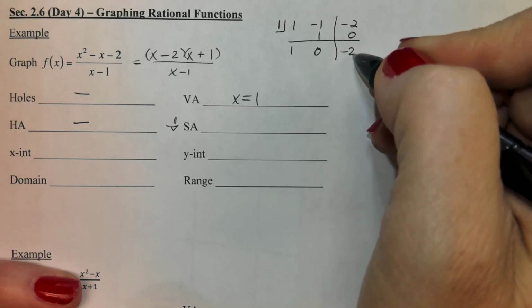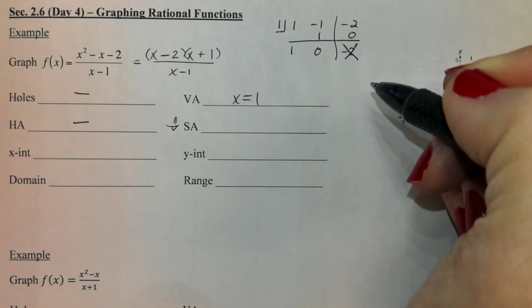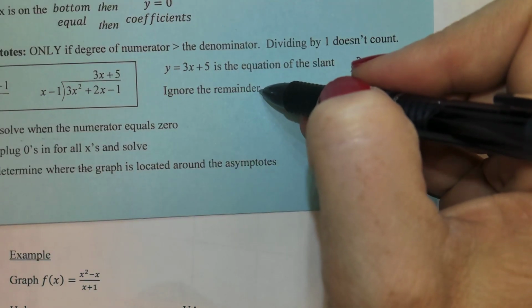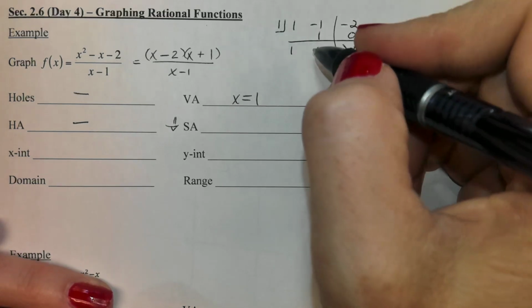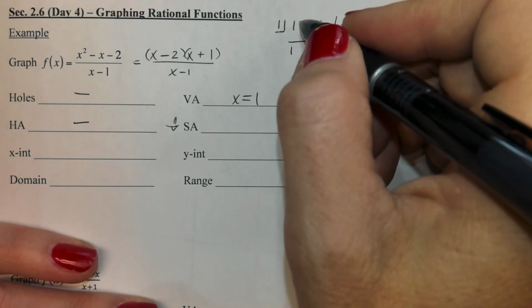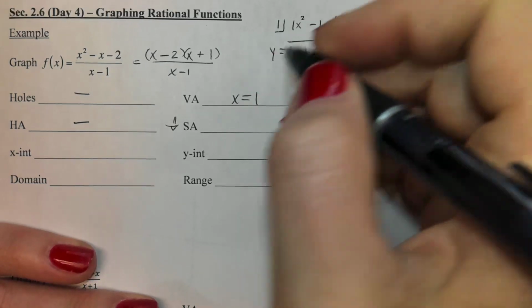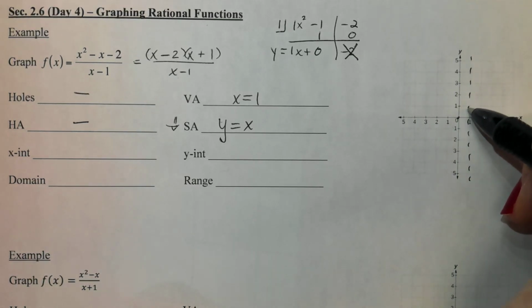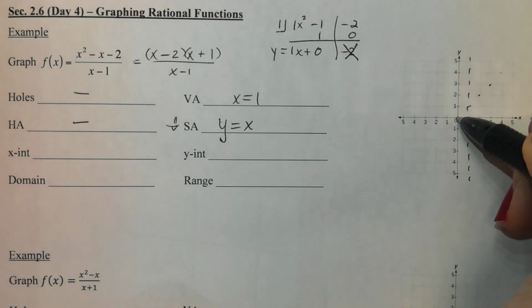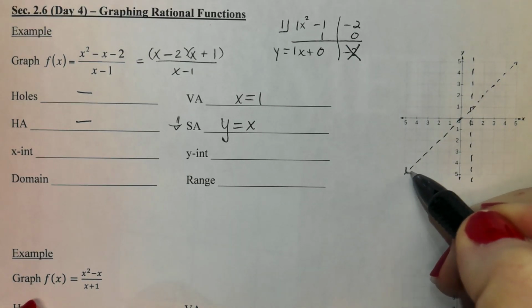Not necessarily looking for 0 for a remainder, but I don't have to worry about the remainder. My blue card says that you can just ignore the remainder, whatever you get. What you're focused on is what you got for an answer in synthetically dividing. So this was an x squared. It's now just an x plus 0. So the equation of my slant is y equals x. And that looks like this. It just goes straight diagonal in both directions.